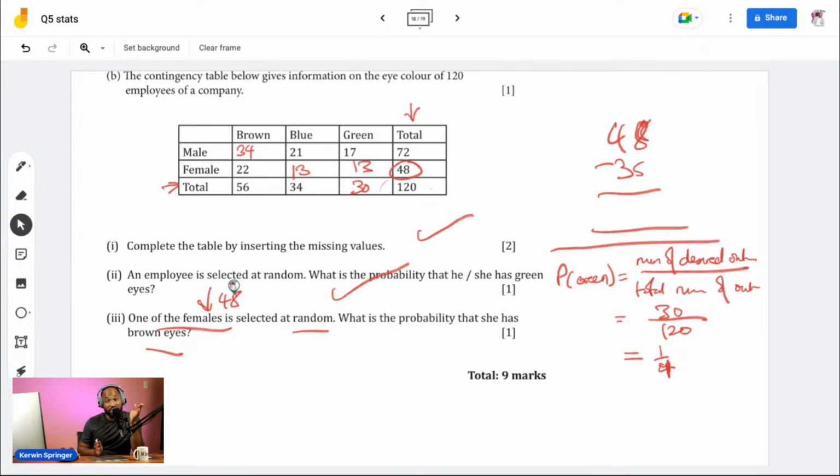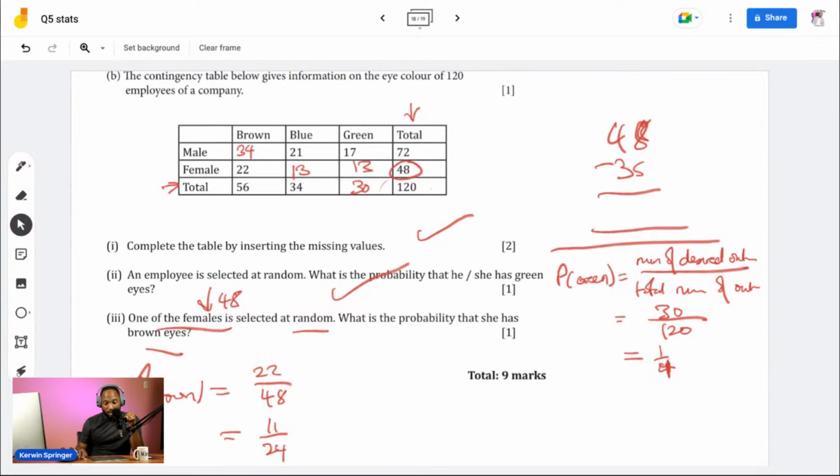Tell me in the chat if you understand. So it's not out of 120 now. You already selected a female. And what's the probability that this female, given that you have already selected a female, has brown eyes? So this probability for brown has to be the 22 out of the 48, which is 11 out of 24.